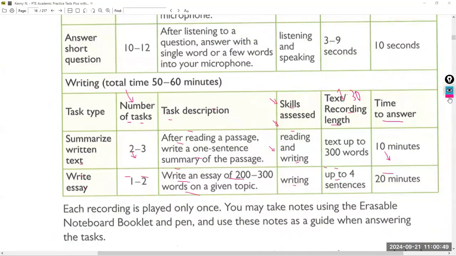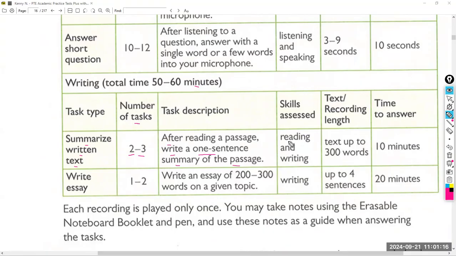As you said, for writing we have from 50 to 60 minutes. The first task about writing is summarizing written text, or maybe a passage. Now, the number of tasks is from 2 to 3 times. After reading a certain passage, I have to write only a one-sentence summary, please. Okay, not 2 sentences, only one.